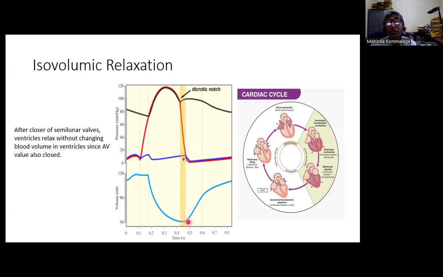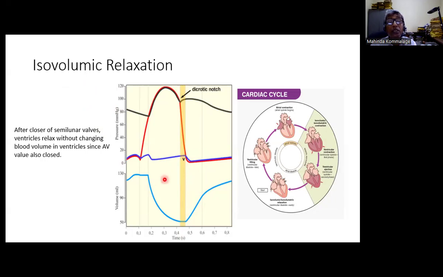So you can see ventricular volume increases now. Ventricular volume increases. And as ventricular volume increases, of course, ventricular pressure also increases slightly, because of the moving blood from the atria to the ventricle, right?